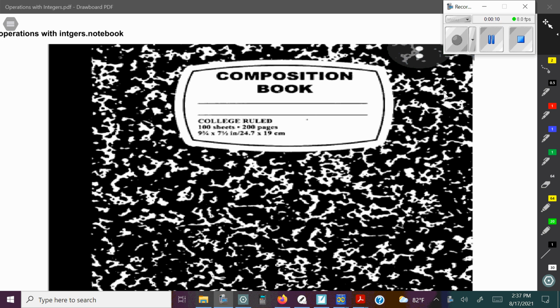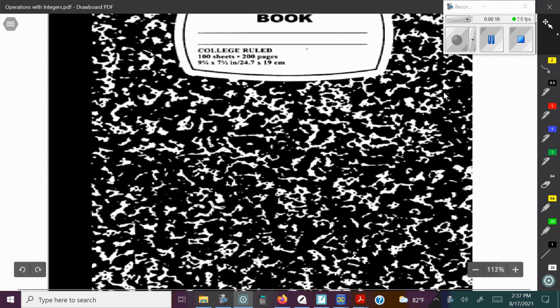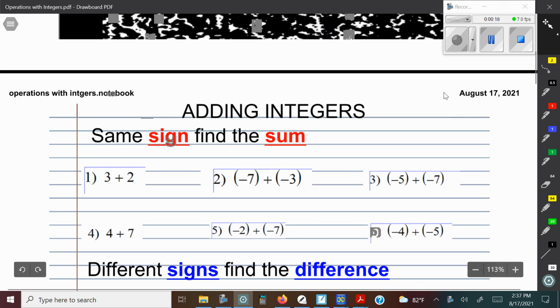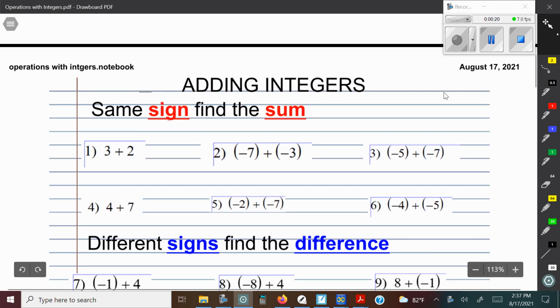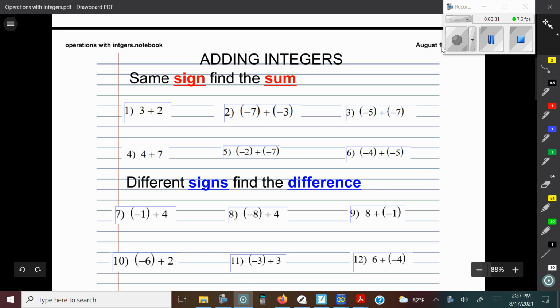Adding and subtracting integers. We're going to put our notes here in our composition notebook. That's the reason I got this, to show you the composition notebook. And on a page in your composition notebook, I want you to write adding integers at the very top. If you want to, you could pause the video here and write down these problems.